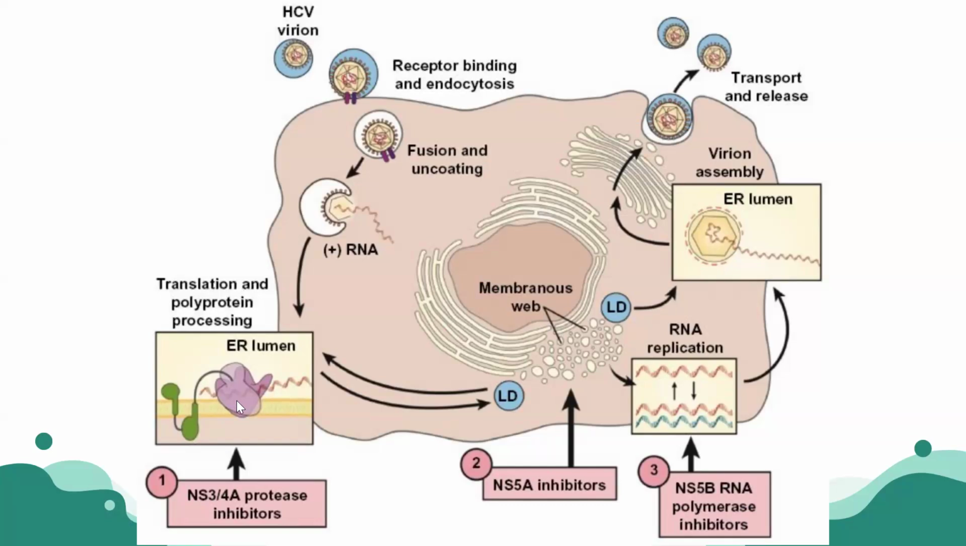Now we have something known as NS3-4A proteases. What is a protease? Something that will break down a protein, right? So these proteases will take the really long, singular protein that is formed off of the RNA of hepatitis C, right? It's going to cut it into lots of different segments, and now you have the essential proteins that are necessary for a hepatitis C virus to survive.